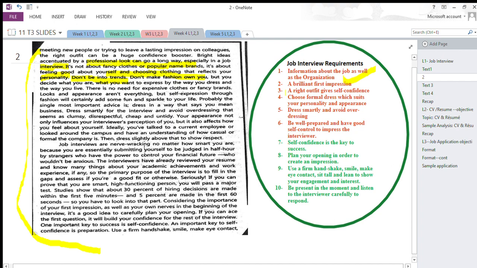Okay. So a right outfit gives self-confidence. A right outfit will give you self-confidence. Choose formal dress which suits your personality and appearance. Dress smartly and avoid overdressing.